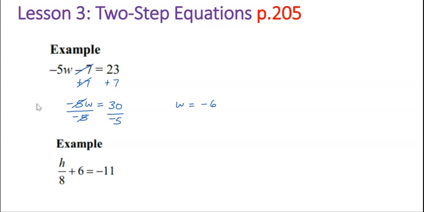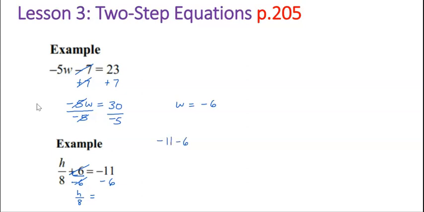For this next example, we have h over 8 plus 6. We cannot touch the term with the variable until we get rid of any terms that are added or subtracted to that. So this plus 6 has to go away first. We're going to subtract 6 from both sides, canceling here. Now we can isolate the term where the variable is. h over 8 is equal to negative 11 minus 6.